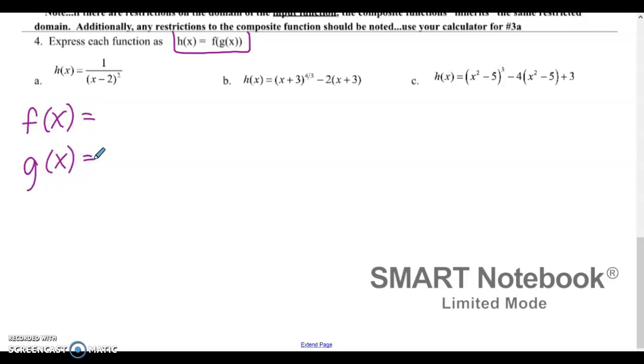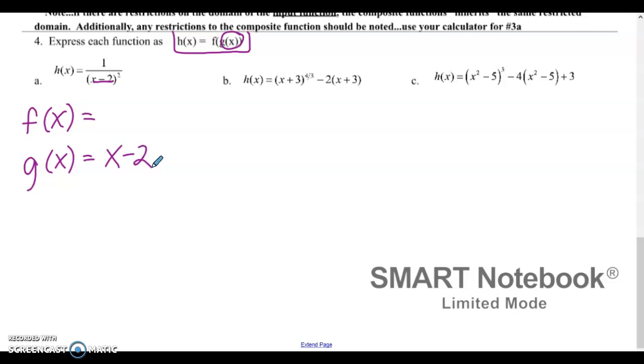So my suggestion here, g of x is the inside function, that's what we want to start with. If you'll notice, each of these a, b, and c have parentheses with stuff in the parentheses. Whatever is in the parentheses, make that your g of x. So in this case, I want g of x to be x minus 2.